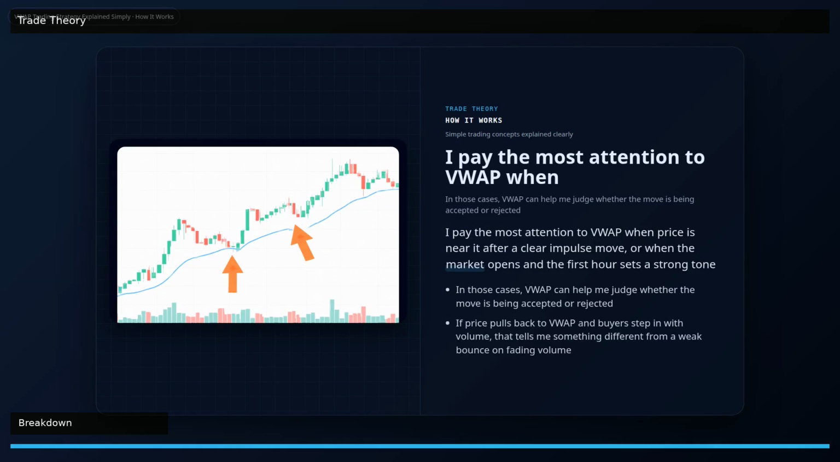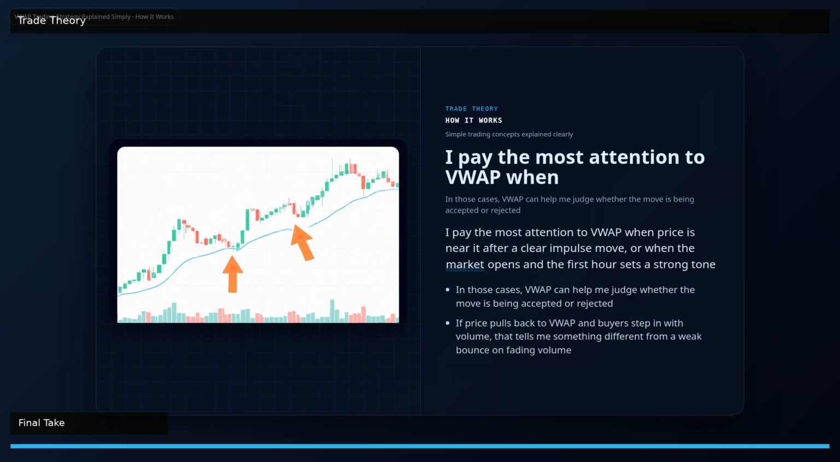In those cases, VWAP can help me judge whether the move is being accepted or rejected. If price pulls back to VWAP and buyers step in with volume, that tells me something different from a weak bounce on fading volume. The line is not the trade. It is the reference that helps me read the trade.